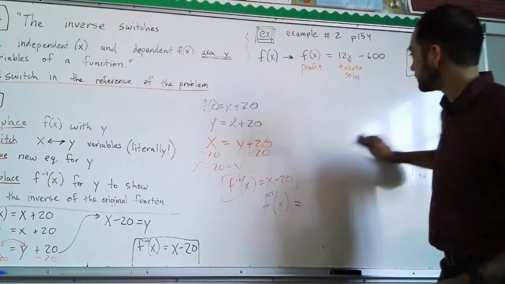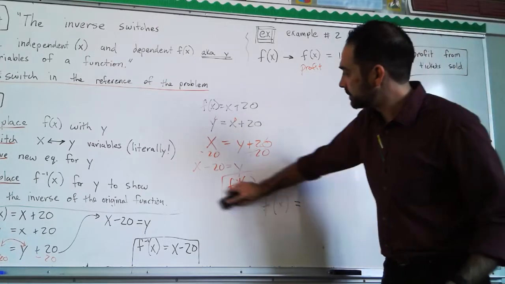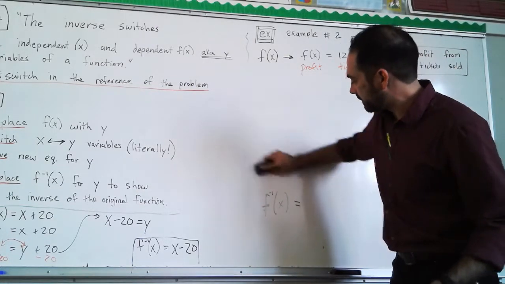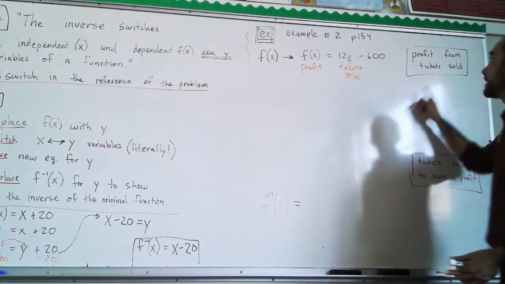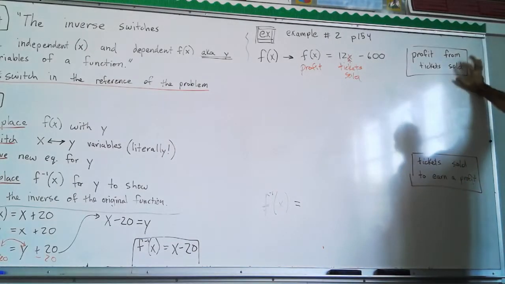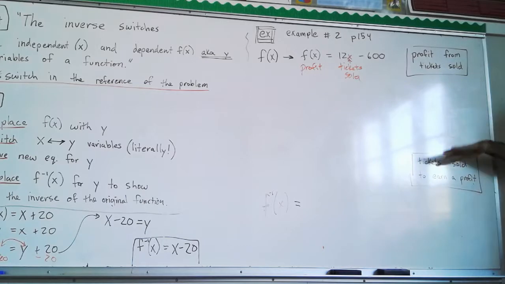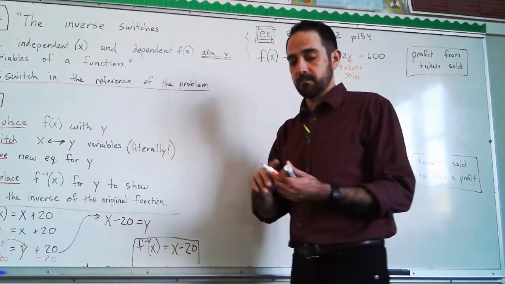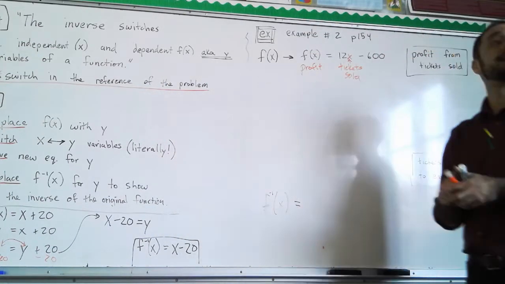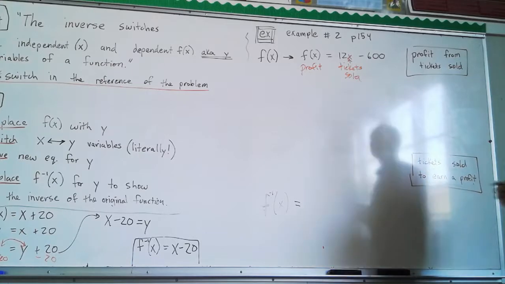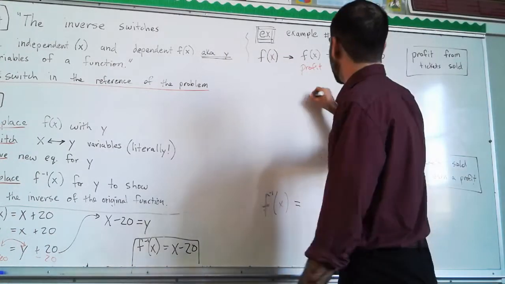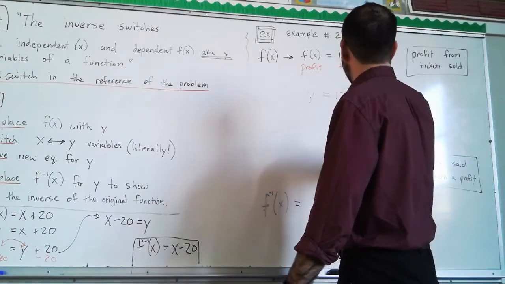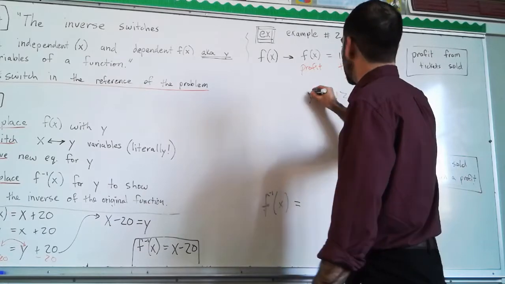And we are going to, instead of looking for the profit from the tickets, find the tickets sold to earn a profit. Okay, so let's use our steps. What should I do first? Replace f of x with y. Watch. y is equal to 12x minus 600. All right, so follow along with this one example for sure.